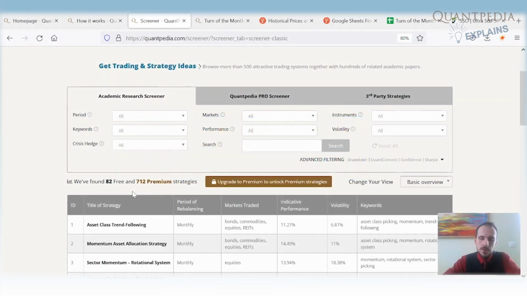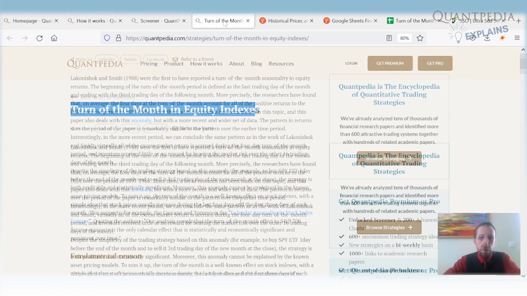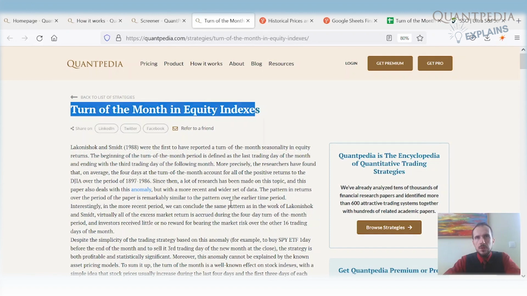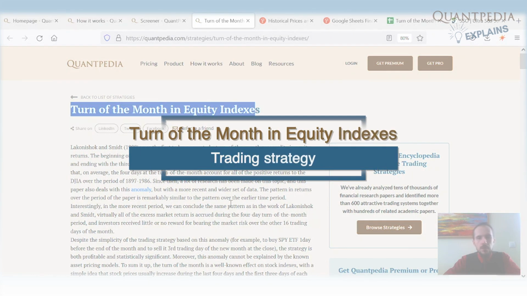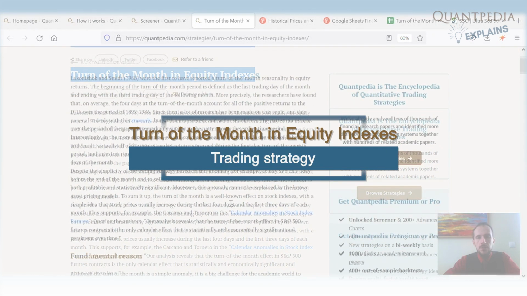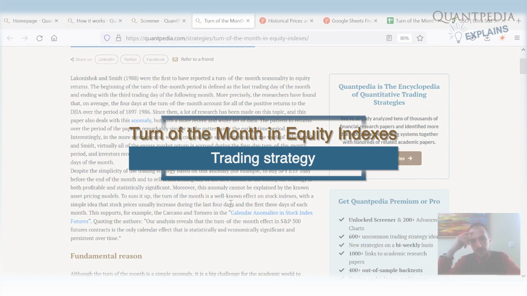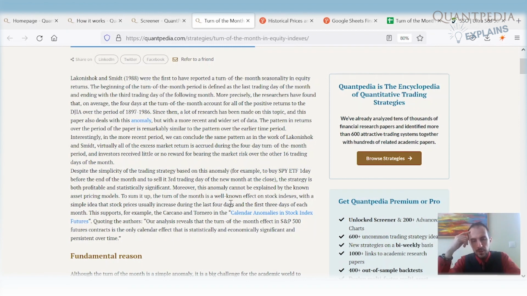The trading strategy that I selected for today is called turn of the month. The turn of the month is a very interesting effect. It's known for a long time. The turn of the month says that there is a significantly higher probability that US equities will perform well around the end of the month and the beginning of the new month. Now, the actual period during which we should hold the US equities or US equity index differs from paper to paper, but usually it's the last 4 days of the month and the first 3 days of the month.